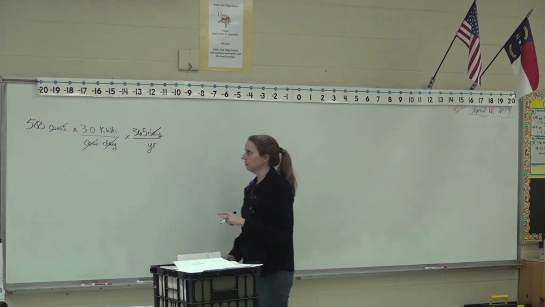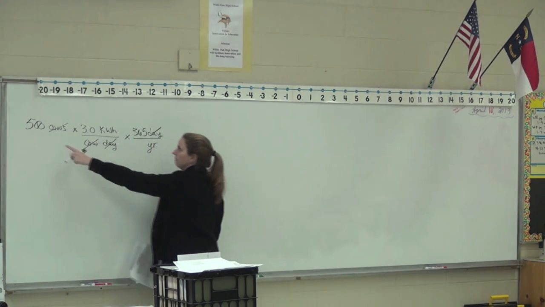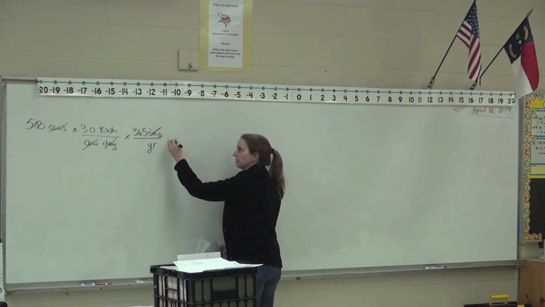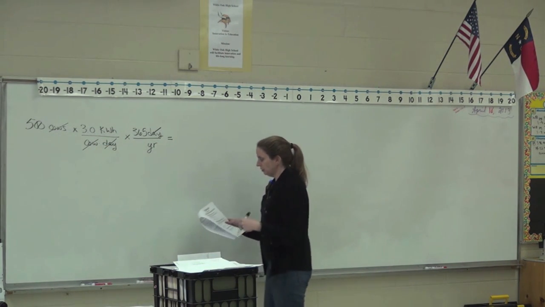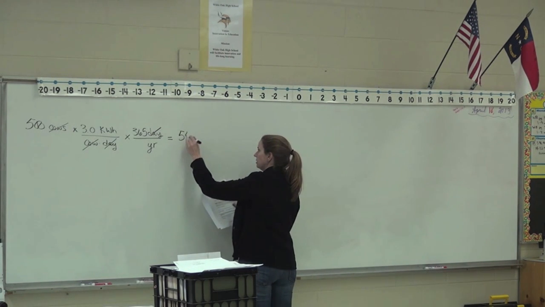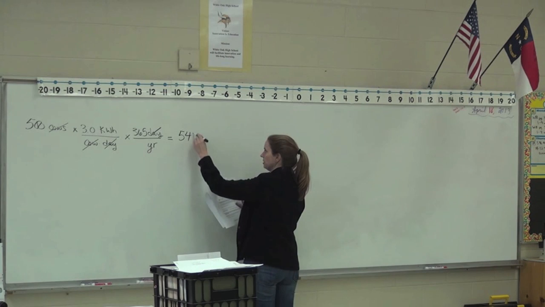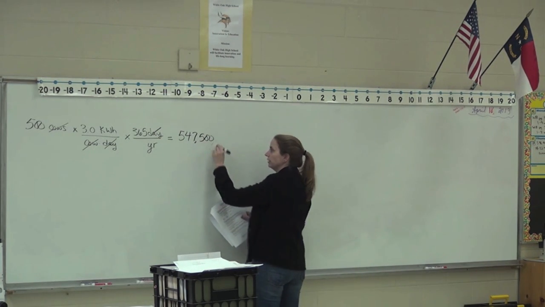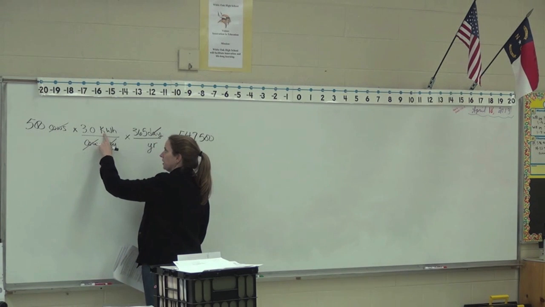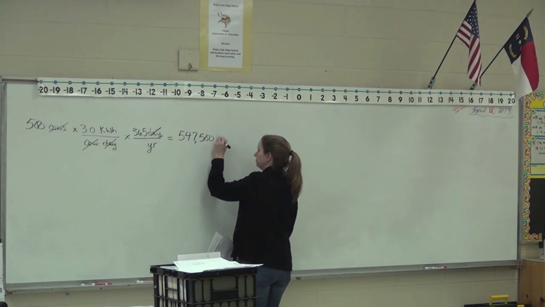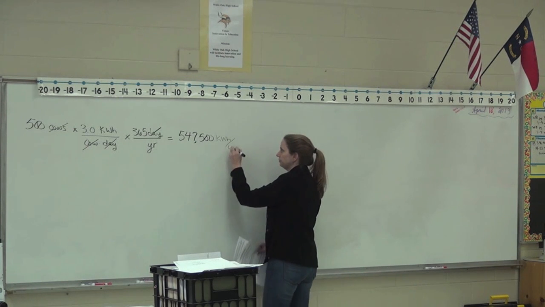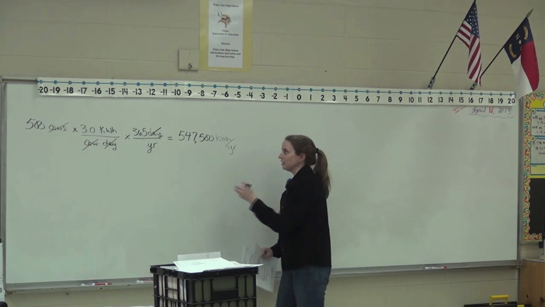So basically, all you're going to do is multiply 500 times 3 times 365. And again, you're not going to have your calculator, but you can multiply that out, and it's going to be 547,500. But again, what's more important now is the unit: kilowatt hours per year. So that's part 1.